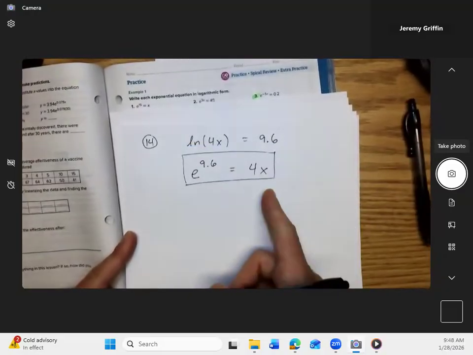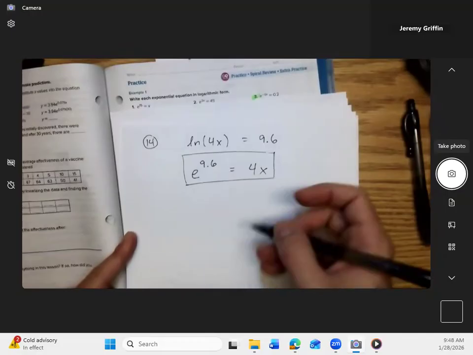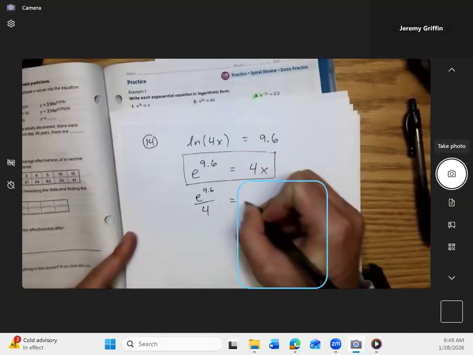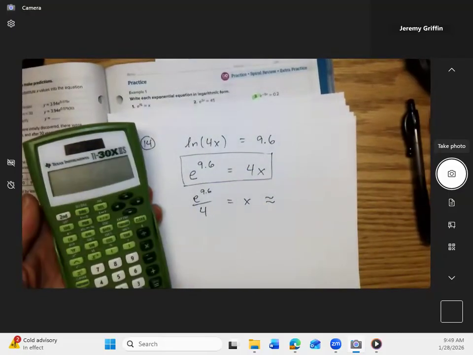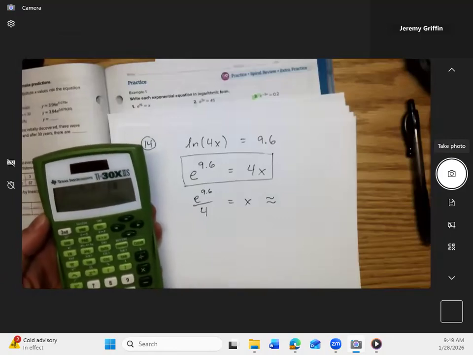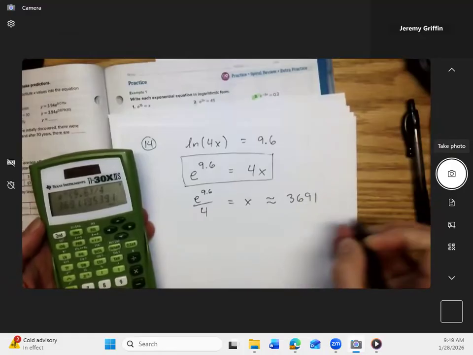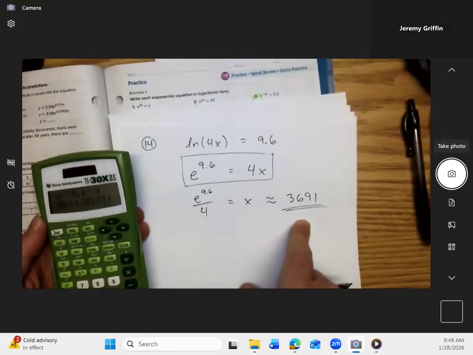I think that's all I'm looking for. Let's go ahead and solve for x anyway, though. Guys, to solve for x, what do you still have to do? One more step. Divide by 4. So e to the 9.6 divided by 4 could be x. Let's say that equals approximately, see what the calculator says. So e to the 9.6, and divide the whole thing by 4. Are you guys getting 3,691? Thereabouts. You guys getting that? Okay.